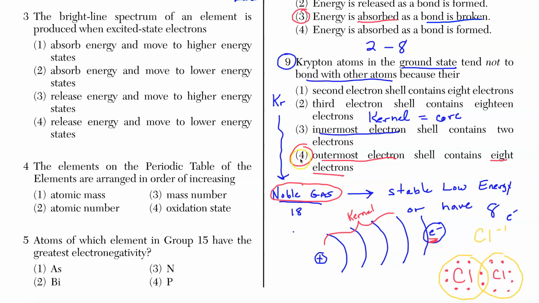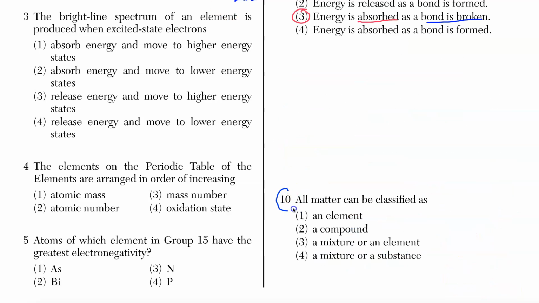So 9 is 4. On to number 10. Number 10. All matter can be classified as, well, looking at the choices, an element's not going to work because not all matter is made up of just elements. Elements are a group of the same type of atoms. For instance, copper has its own symbol, capital letter there. But you notice that there are a lot of things that are compounds, where there are 2 or more different elements, or 2 or more different capital letters bonded, so they could be compounds.